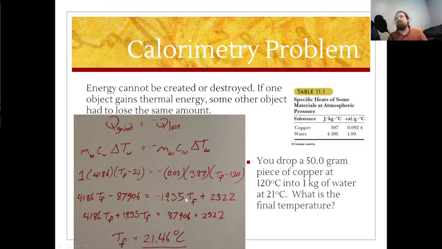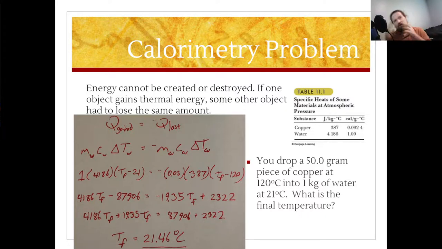The signs on the right side became inverted because now we need to get both the TFs on one side and we need to get both the terms that don't have a TF on the same side. On the left, our TF term is positive and our non-TF term is negative. On the right, our TF term is negative and our non-TF term is positive. So this is a perfect opportunity to add positive 19.35 TF to both sides, to get both TFs as a positive on the left, and to add positive 87,906 to both sides to put it as a positive number on the right.